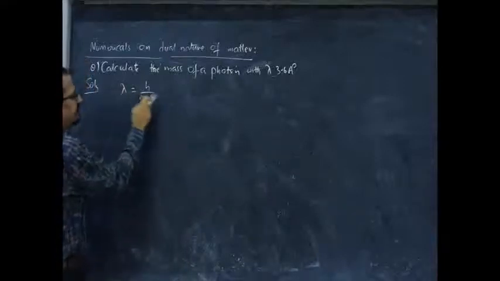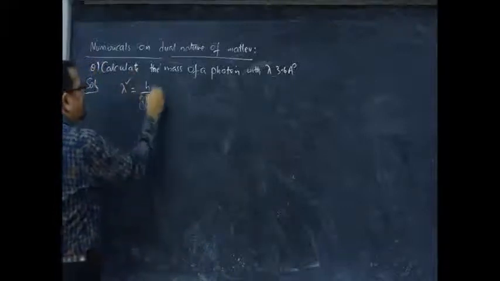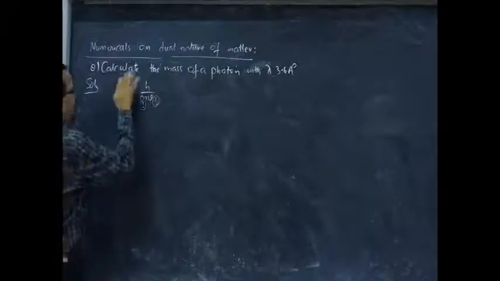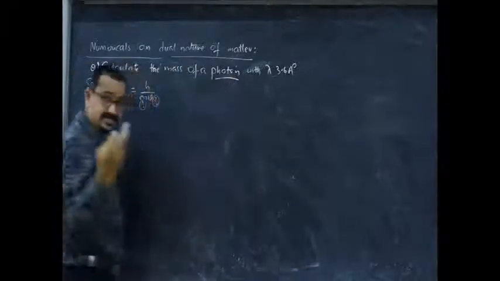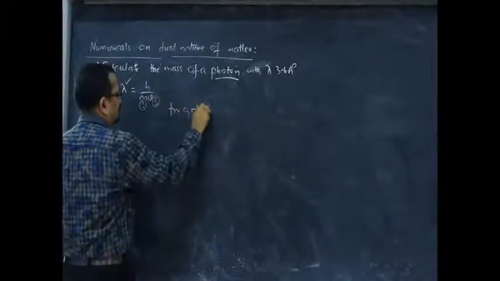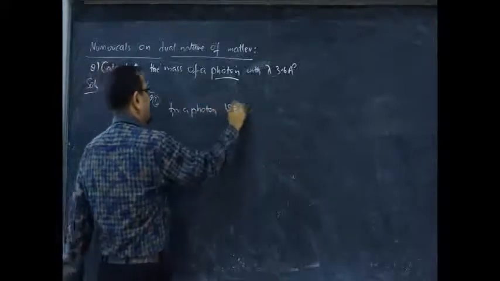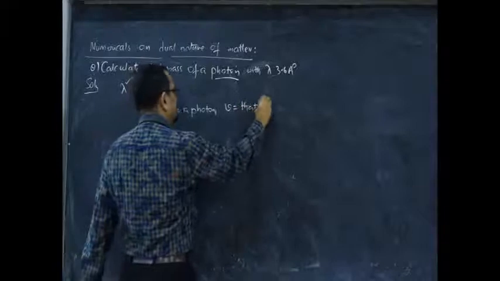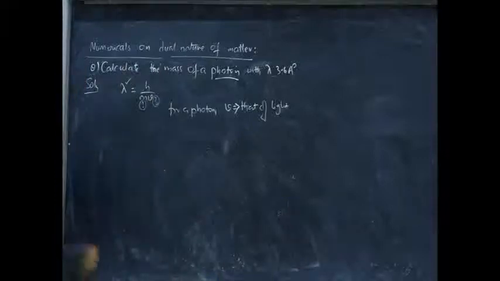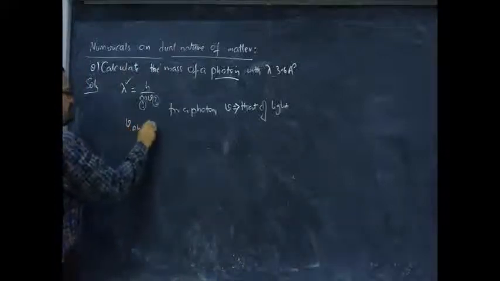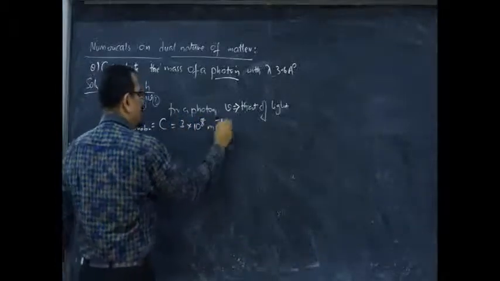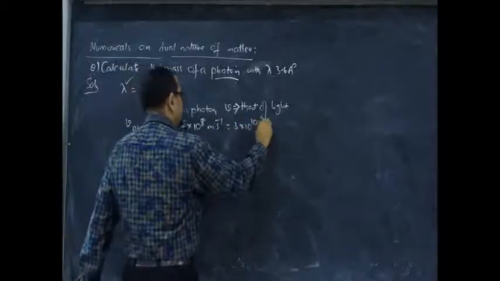Lambda and v, two variables are there. So, lambda is given, velocity we need to find. So, where is velocity? See, read the question once again. Calculate the mass of a photon. It is a particle of light. So, as it is a photon, the velocity is equal to that of light. So, the velocity of a photon equals c, that equals 3 into 10 power 8 meters per second or 3 into 10 power 10 centimeters per second.